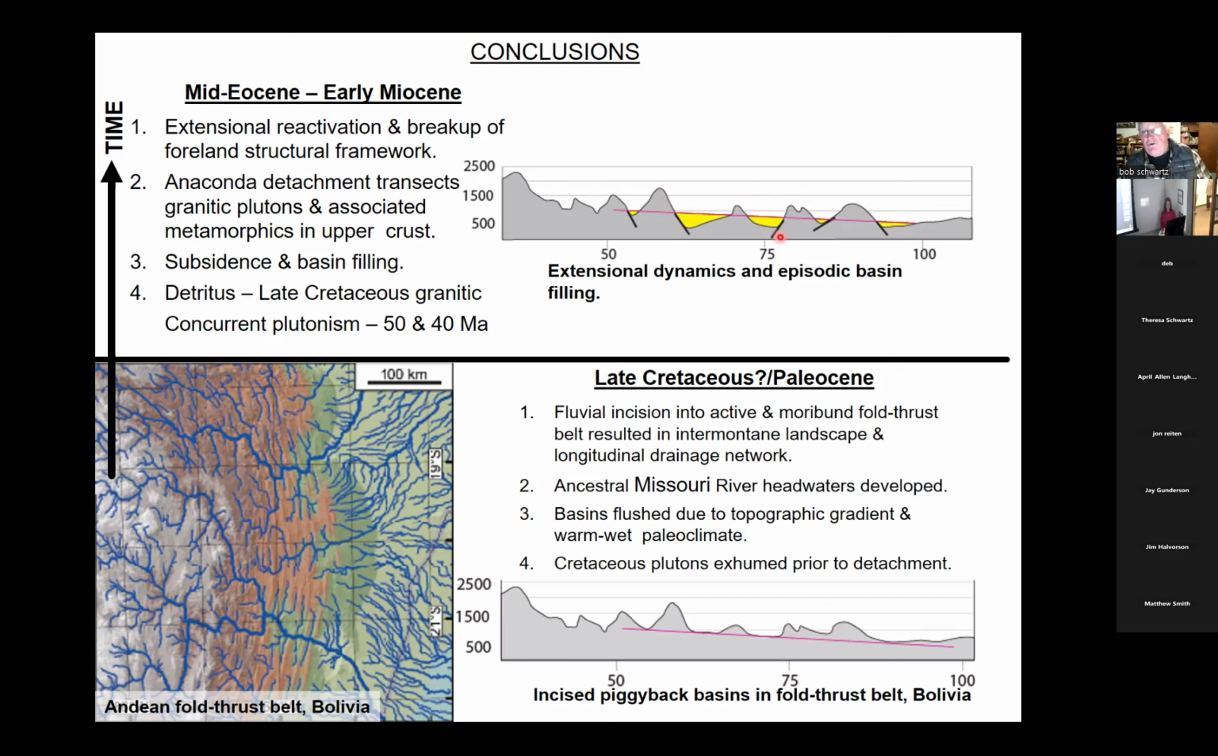and then extensional reactivation of contractional structures as well as initial break or new breakup of the foreland to produce what is this basin and range topography and intermontane basins we have today. That's it. That ties everything together.